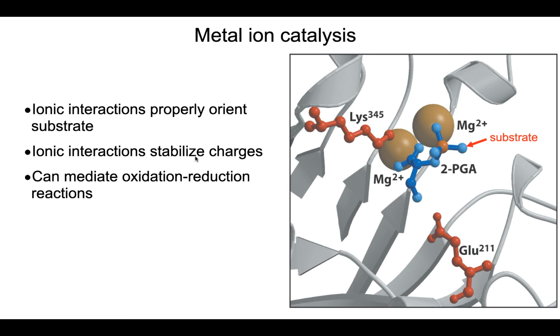So for example, DNA polymerase is an enzyme that interacts and catalyzes the hydrolysis of DNA. And we know that DNA has a net negative charge, and so we've got these big fat magnesium ions in DNA polymerase to interact with the negatively charged DNA. And then sometimes these metal ions can mediate oxidation reduction reactions, reactions in which we are transferring electrons from one substrate to another.